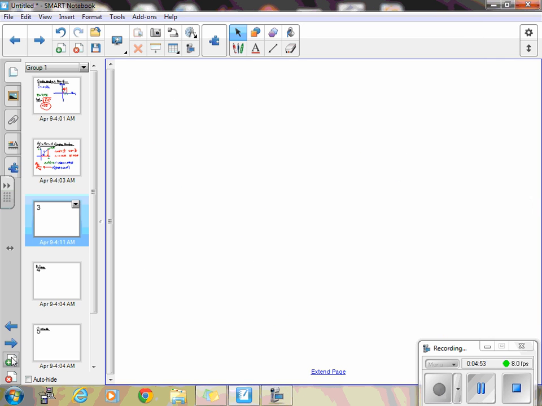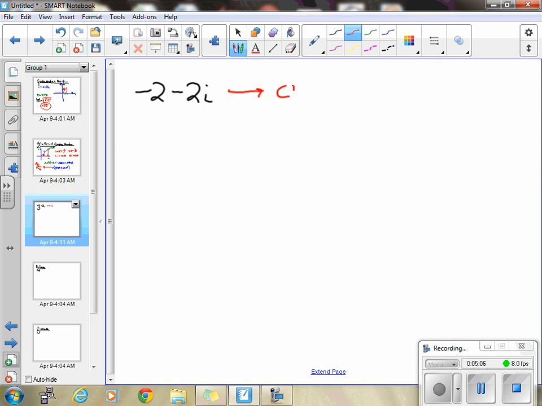So for example, I'm going to give you a complex number, -2 minus 2i. Now that right now is in rectangular form. What I want you to try and do is change that to polar.